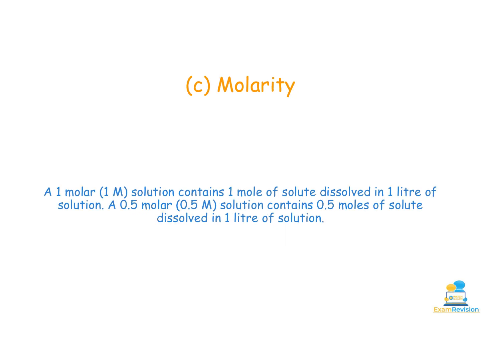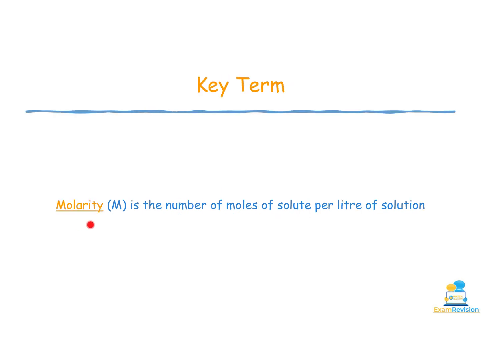A 1 molar solution, or 1M, and capital M, which is really important, contains 1 mole of a solute dissolved in 1 litre of a solution. A 0.5 molar solution, or 0.5 capital M, contains 0.5 moles of solute dissolved in 1 litre of solution. Similarly, if you had a 2.5 molar solution, that would be 2.5 moles of the solute in 1 litre of solution. An important key term is molarity.